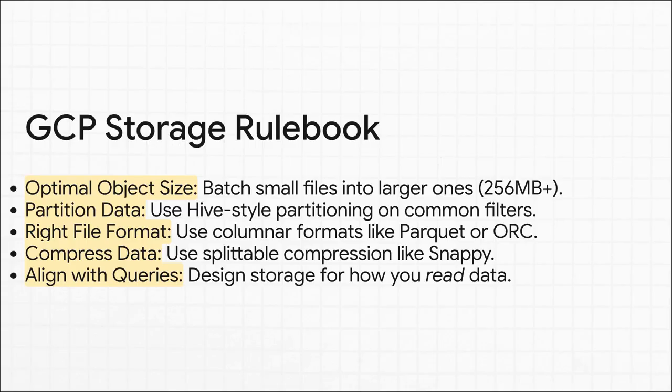Rule 4, compress your data, but use what's called splittable compression, like Snappy. This lets the system decompress and read just the little parts of a file it needs instead of having to do the whole thing. And finally, rule number 5, which is really the golden rule of all this, think about how you're going to read the data first and let that guide how you design your storage.